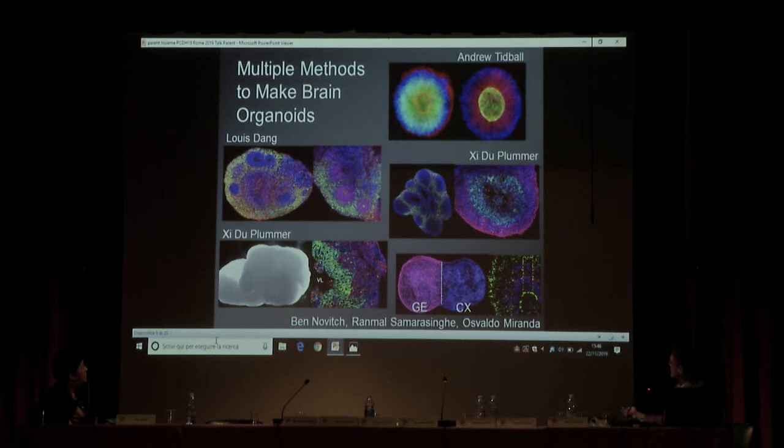I did a sabbatical at UCLA in Ben Novich's lab to learn his fusion approach, which is really interesting. So you pattern toward excitatory cortex in one organoid and toward inhibitory ganglionic eminence that makes the interneurons in another, and you fuse them together. And just like normal brain development, the interneurons migrate into the excitatory organoid and form connections. And this is very useful for looking at the physiology in the organoids, especially if you want to study epilepsy.